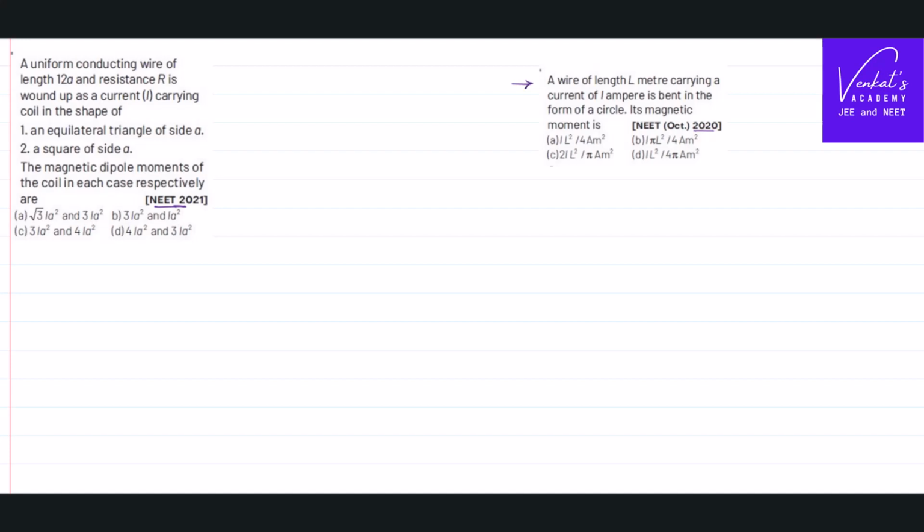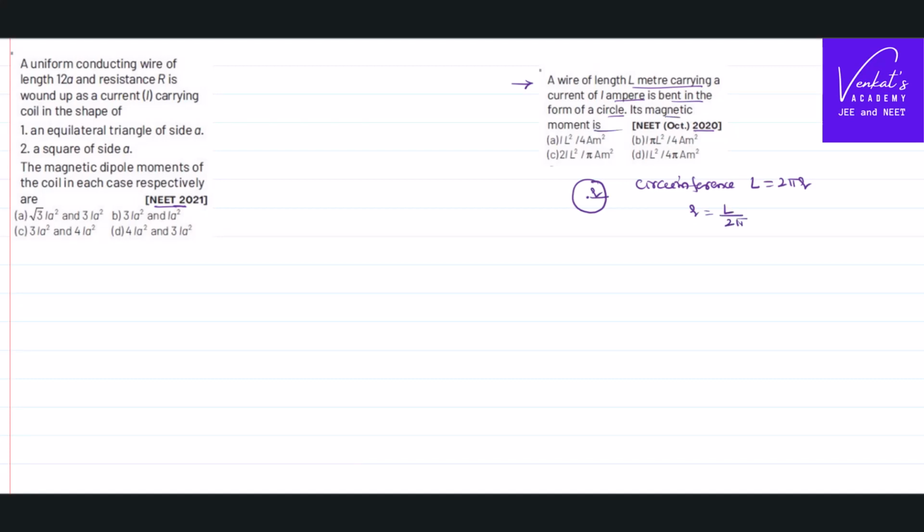2020 problem. It says a wire of length L meter carrying a current I is bent in the form of a circle. So, it is in the format of a circle. Its length is nothing but the circumference of the circle. So, circumference of a circle L is 2 pi r. So, what is the radius of the circle is L by 2 pi.